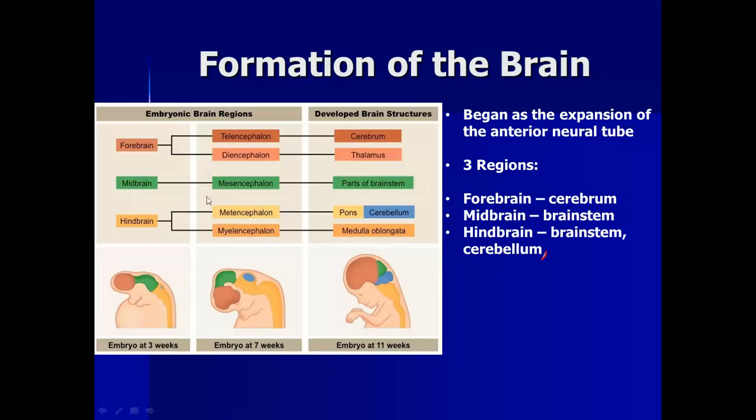And again, the cephalons aren't the important part here. You need to understand that the forebrain becomes cerebrum, the midbrain becomes the brainstem, and the hindbrain becomes the brainstem and the cerebellum, because that's what's going to be highlighted in the next section there. So again, the neural tube expands to form the brain. All right, neural tube forms the brain: forebrain, midbrain, hindbrain, forebrain, cerebrum, midbrain, brainstem, hindbrain, brainstem.